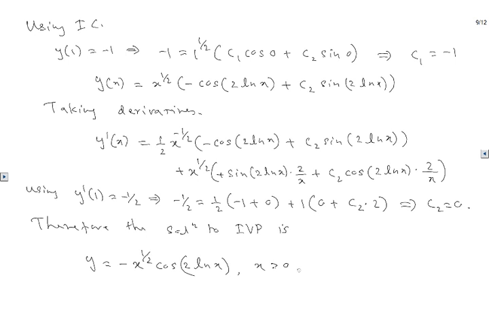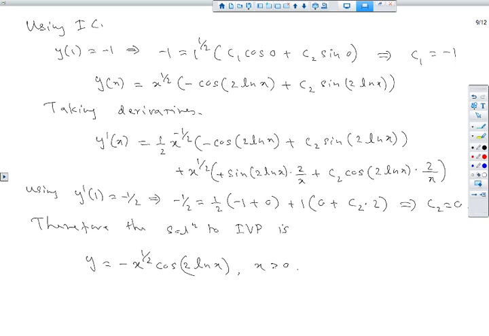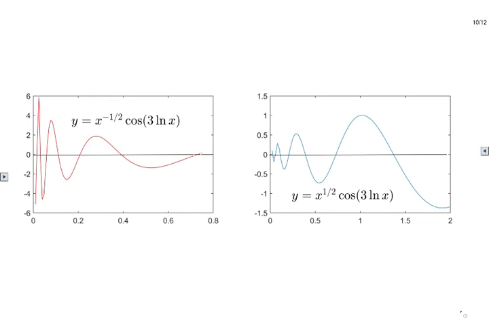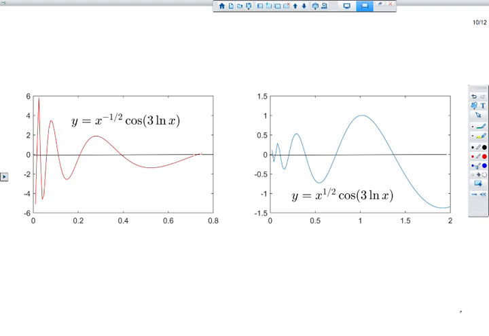So let's see how the solution of such an equation looks, not just for this one, but for some other numbers. For example, let's see what happens if you have x to the negative 1/2 cosine 3 ln x instead. Let's look at the graph of such functions, because it's a good thing to remember. If you have x to the negative 1/2 cosine 3 ln x, this is a typical graph, and you can see that as time passes, it's going to decay. So this is a decay model.